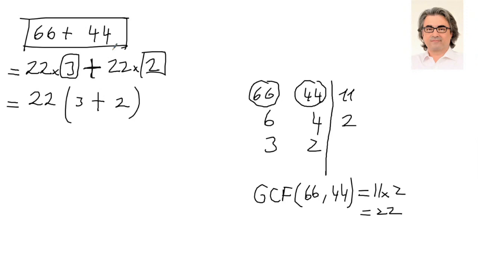Now this is writing the summation or subtraction, you may also write as the multiplication of the greatest common factor of numbers with another number, and this number is the summation of two numbers which have no common factor.